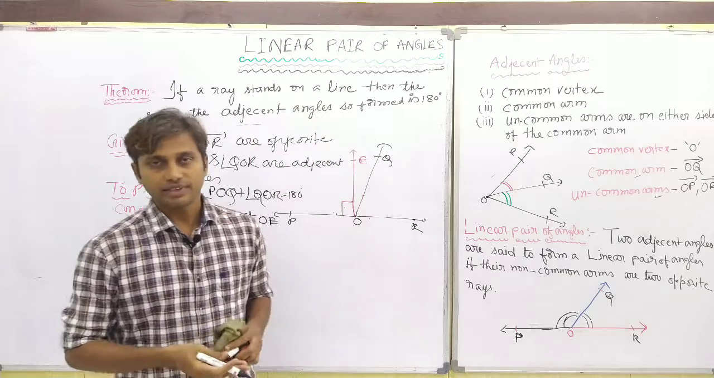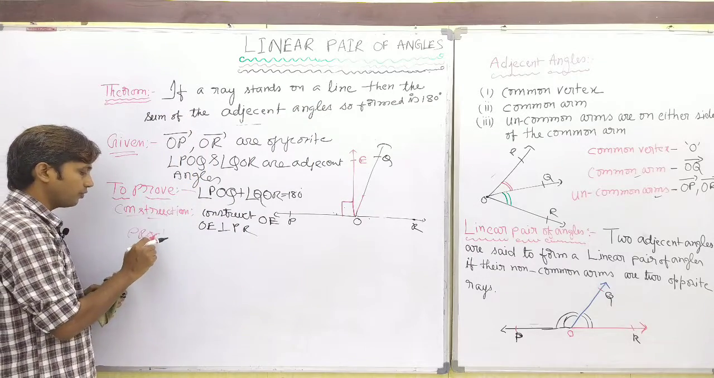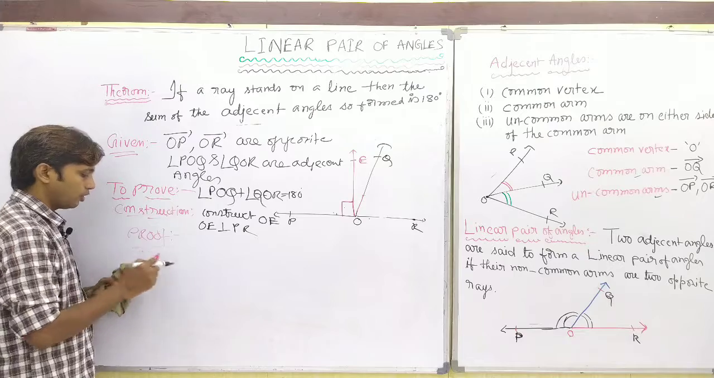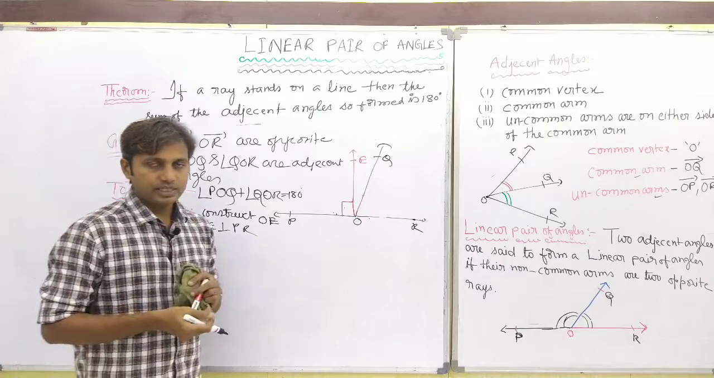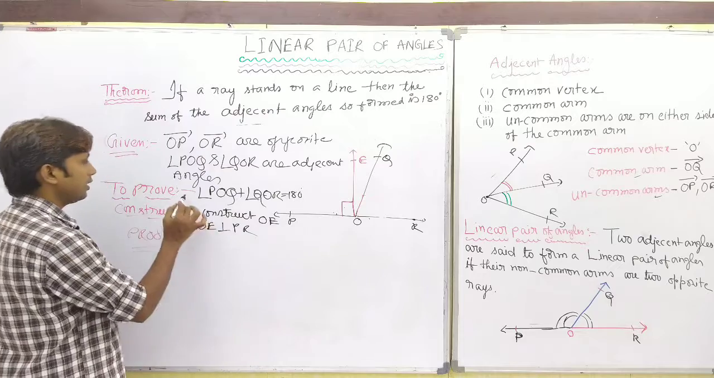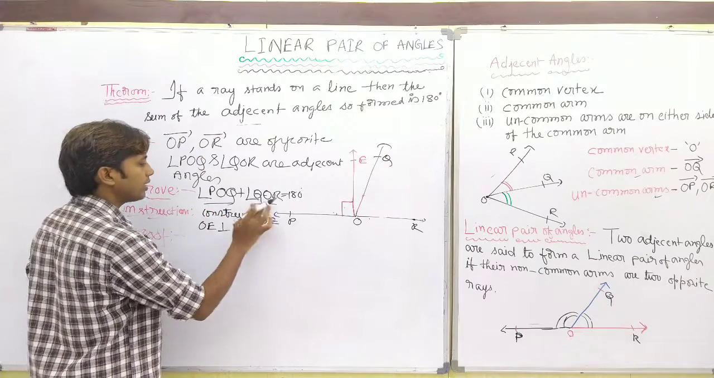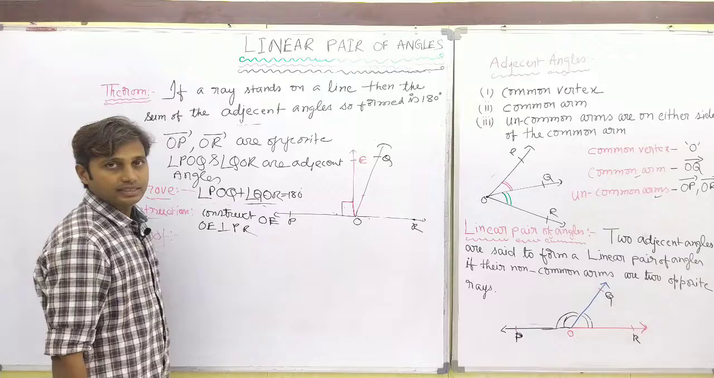Now what is our next task? We have to prove the theorem. So our next step is to prove this theorem. Proof. Okay, let us prove this theorem. See this guys, what is your conclusion and what you need to get? We need to get the conclusion that POQ plus QOR equal to 180 degrees.